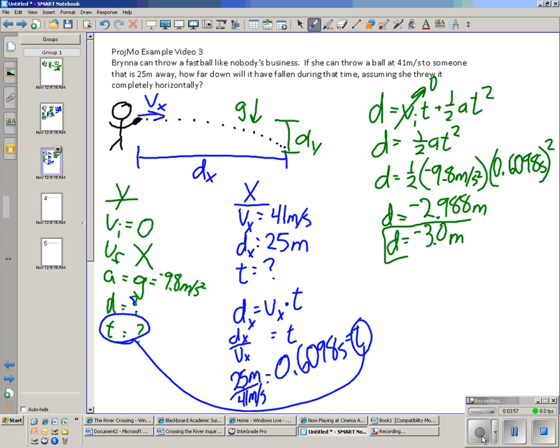Now, is that reasonable? No. 3 meters is at least 1.5 times the size of the average person. So that is why when most people throw a ball, instead of throwing it across like this, they're actually throwing it at an angle. But hopefully that gets the point across to us.